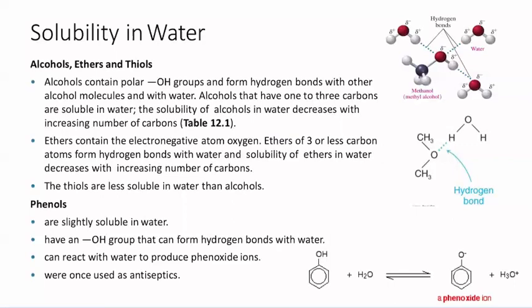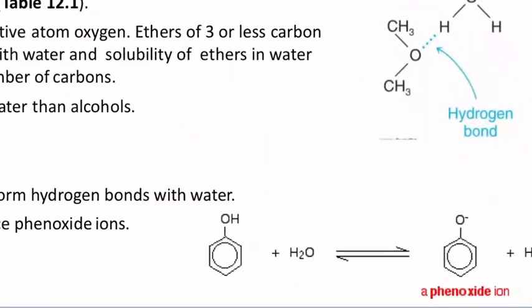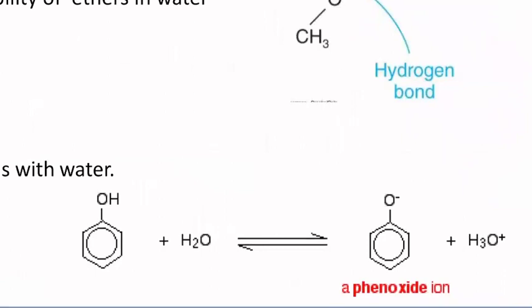One of the things is that phenol can hydrogen bond with water, but the preferred way for phenol to interact with water is by doing an acid-base reaction. In that acid-base reaction, phenol will be acting as an acid. Water is going to be acting as a base. Since water is acting as a base, it's going to produce hydronium, okay? Because now water has an extra hydrogen. Phenol is going to create a phenoxide ion, and see that this reaction is reversible.